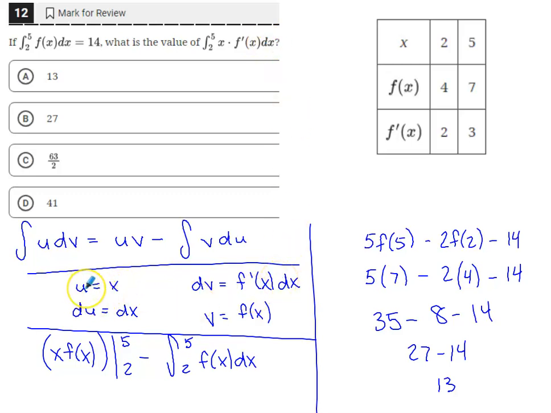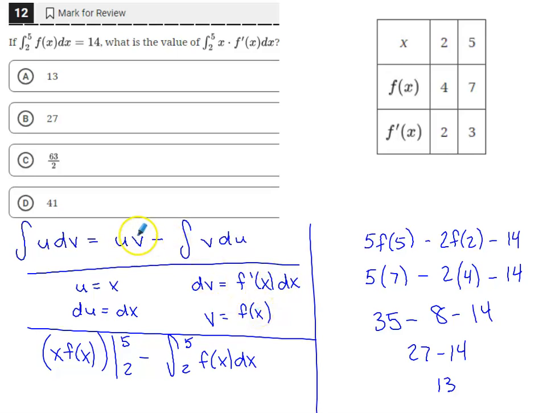So when I take the derivative of u with respect to x, I get 1. And then if I solve that equation for du, I get that du is just equal to dx. Over here, if I do the antiderivative on both sides of this equation, the antiderivative of 1 dv is v, and the antiderivative of f prime with respect to x is back to f of x.